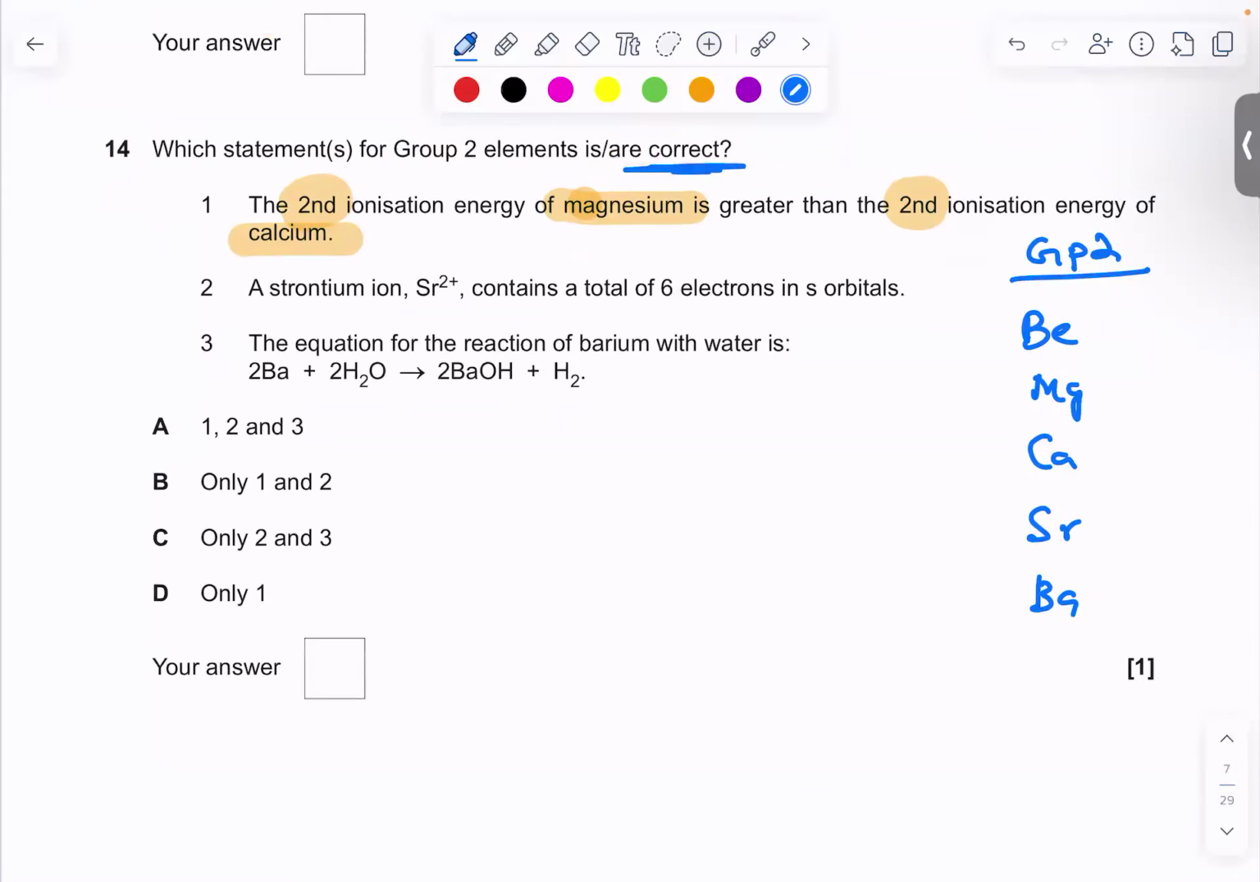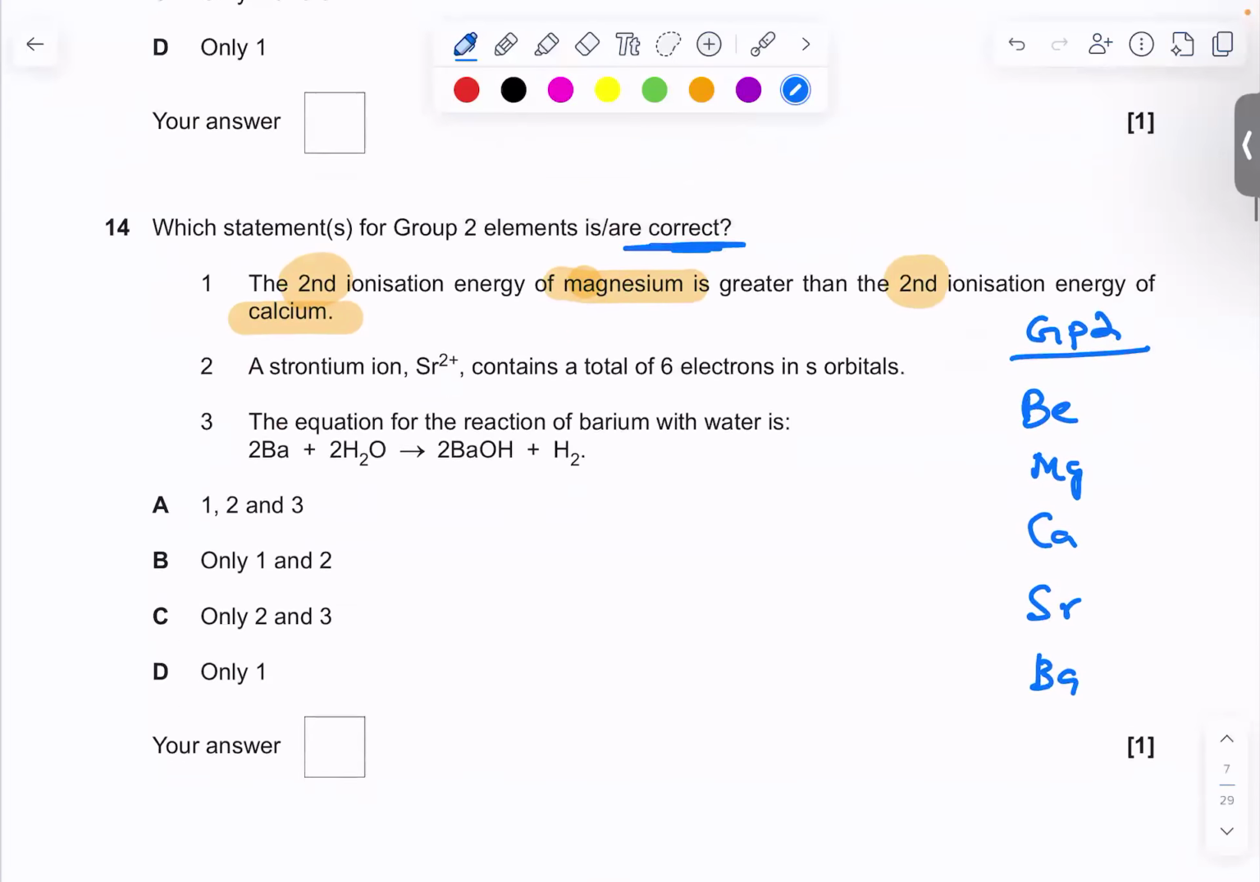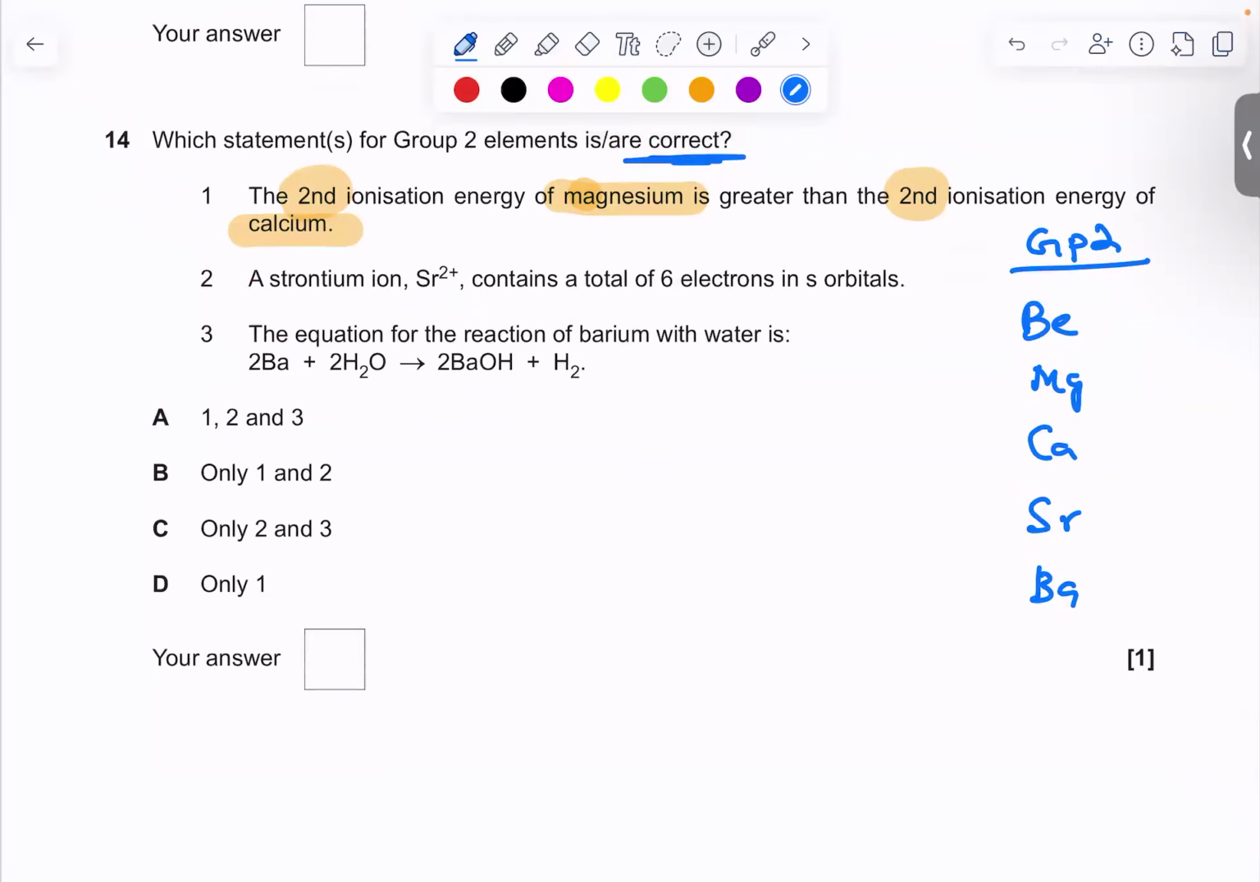All right, sorry. So, beryllium, magnesium, calcium, strontium, and barium. If you have a look, you will come to know that this is magnesium and this is calcium, beta, right? So the second ionization energy of magnesium is greater than the second ionization energy of calcium.